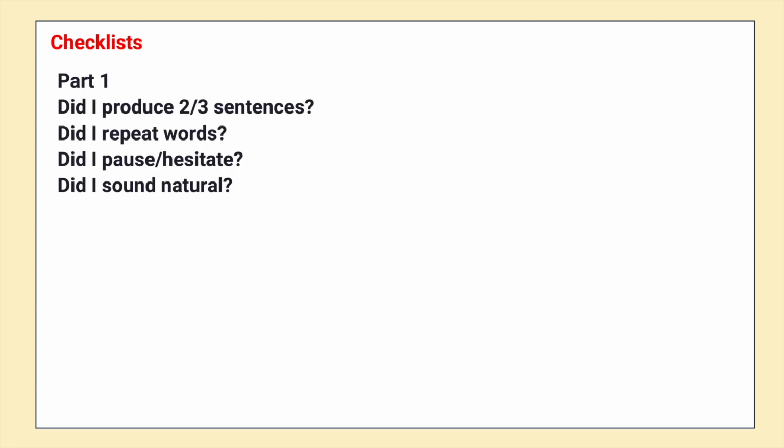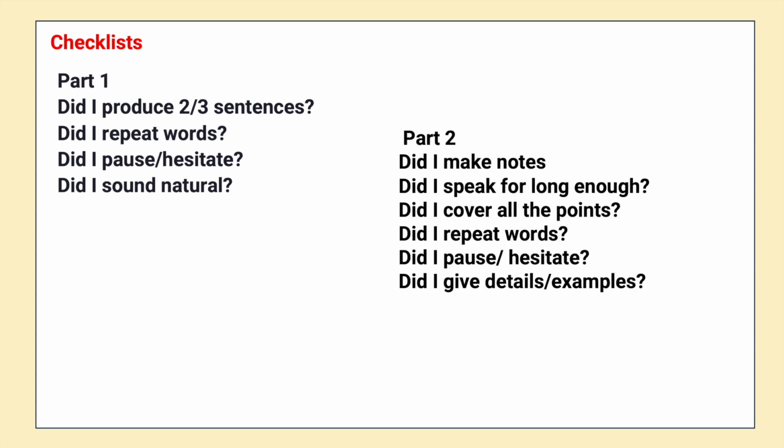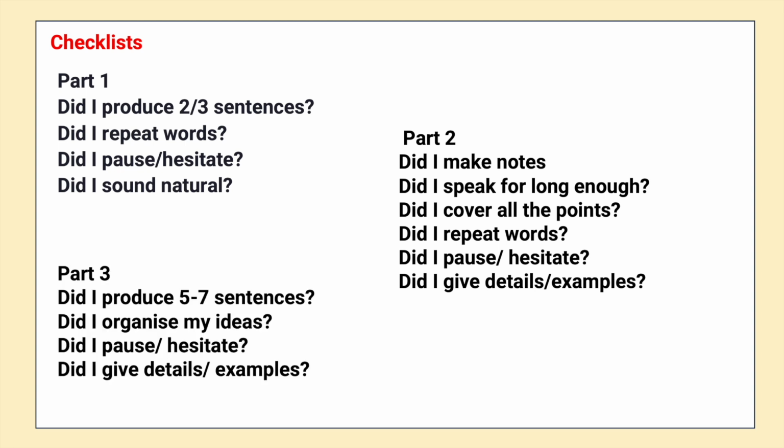So here are some checklists for the IELTS speaking test. Part 1, did I produce 2 to 3 sentences? Did I repeat words? Did I pause or hesitate? Did I sound natural? In part 2, did I make notes? Did I speak for long enough? Did I cover all the points? Did I repeat words? Did I pause or hesitate? And did I give details or examples? Part 3, did I produce 5 to 7 sentences? Did I organise my ideas? Did I pause or hesitate? Did I give details or examples?